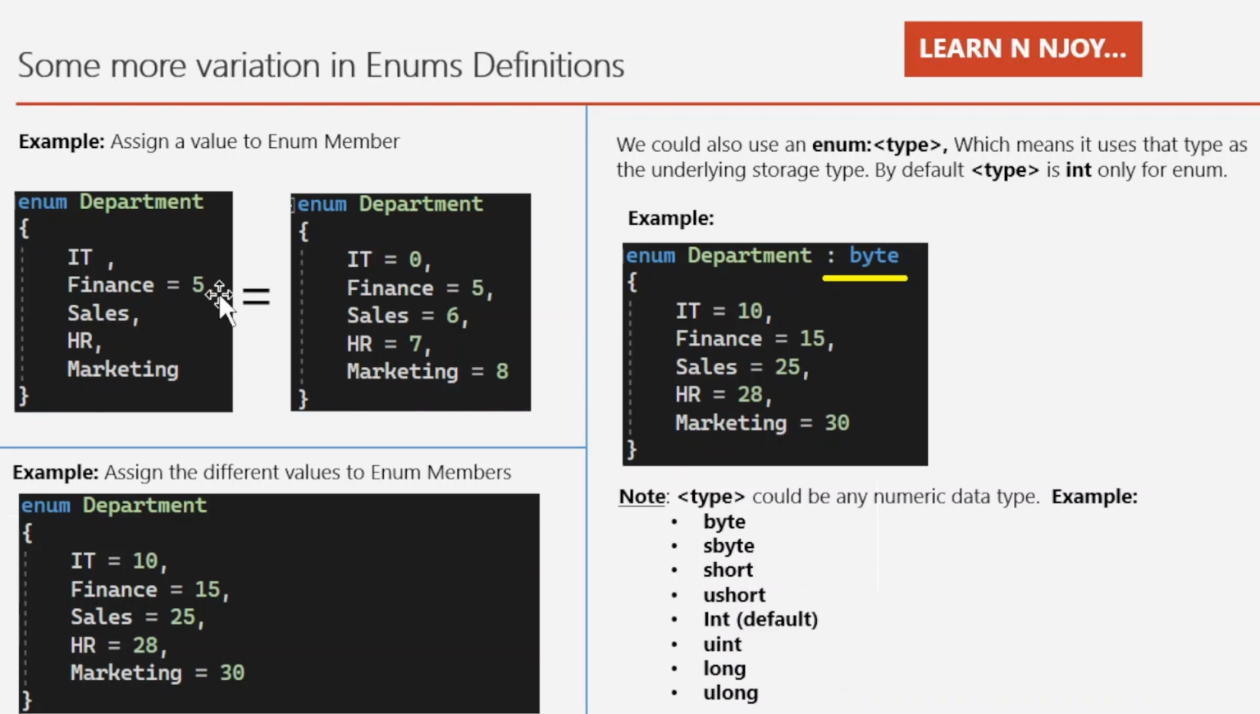So the next enum member, Finance, has the value 5, as we have explicitly assigned to it. From its next member onwards, the enum value would be automatically incremented by 1. And that's why we are able to see Sales is equal to 6, HR is equal to 7, Marketing is equal to 8. So if you write the enum as shown on the left, it would be equivalent to the right one. And that's why I wrote the equal sign, just for depicting purposes. Okay, now see another variation where I assigned values to all enum members.